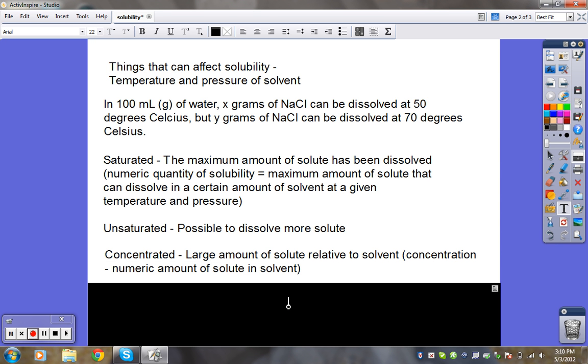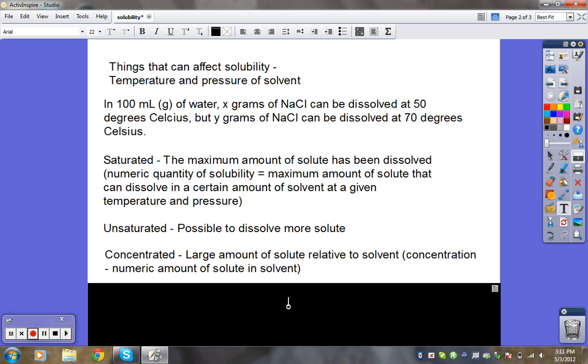Another word we use is concentrated. We say something is concentrated when you have large amounts of solute relative to solvent. And again, concentration, you could have a numeric amount of solute in solvent. If you think back to the conductivity lab or the electrolyte lab, depending on what you did, if you measured electrolytes, you were measuring concentration of electrolytes, meaning the amount of electrolytes per liter of solution. So something that was more concentrated had more milligrams of electrolytes per liter of solution than something that was less concentrated. Don't get confused and think that concentrated now means there's more solute than solvent. That's not the case.